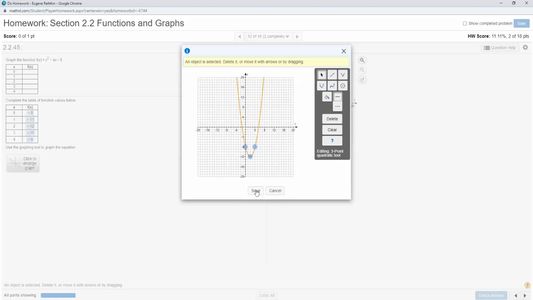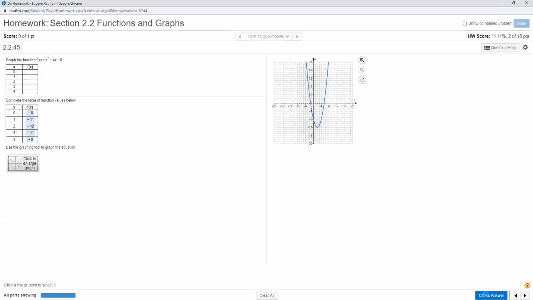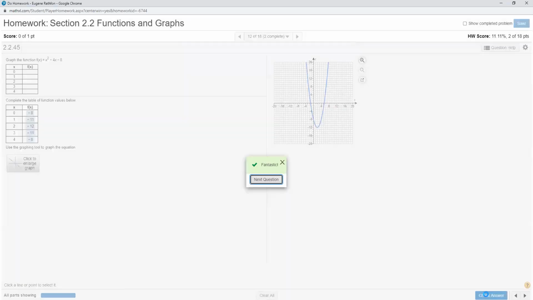Then we're going to save this and check it. If you start at other points than the center, it's going to move your parabola to where that point is, and it's going to make it wrong, okay?